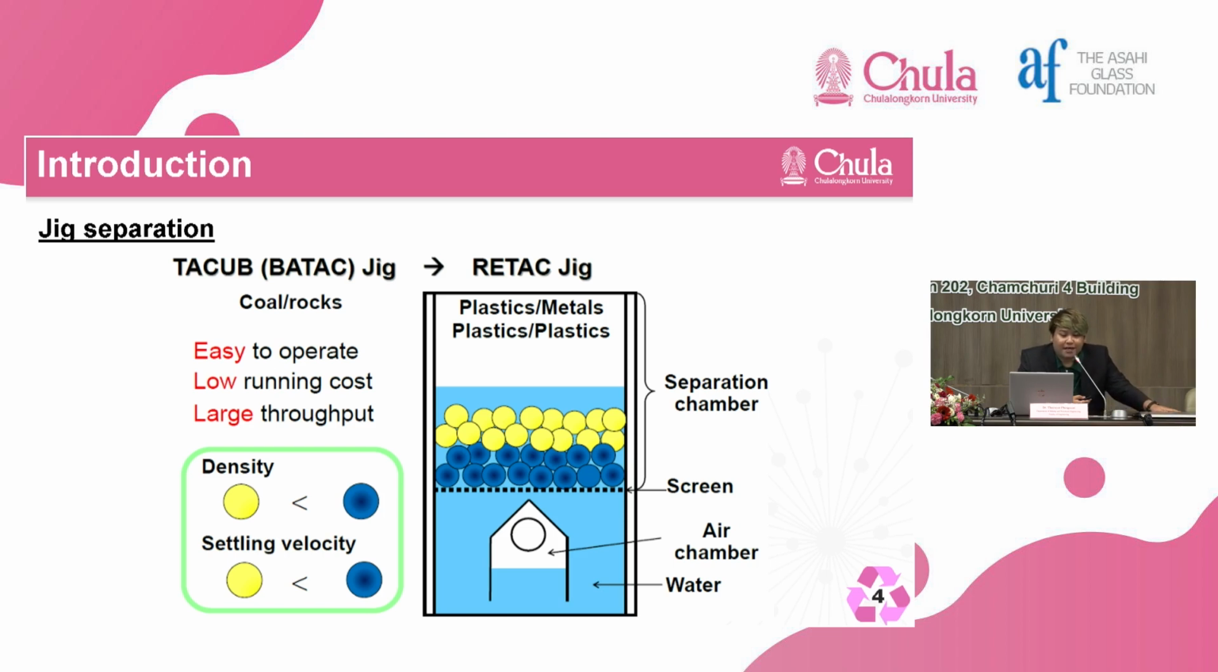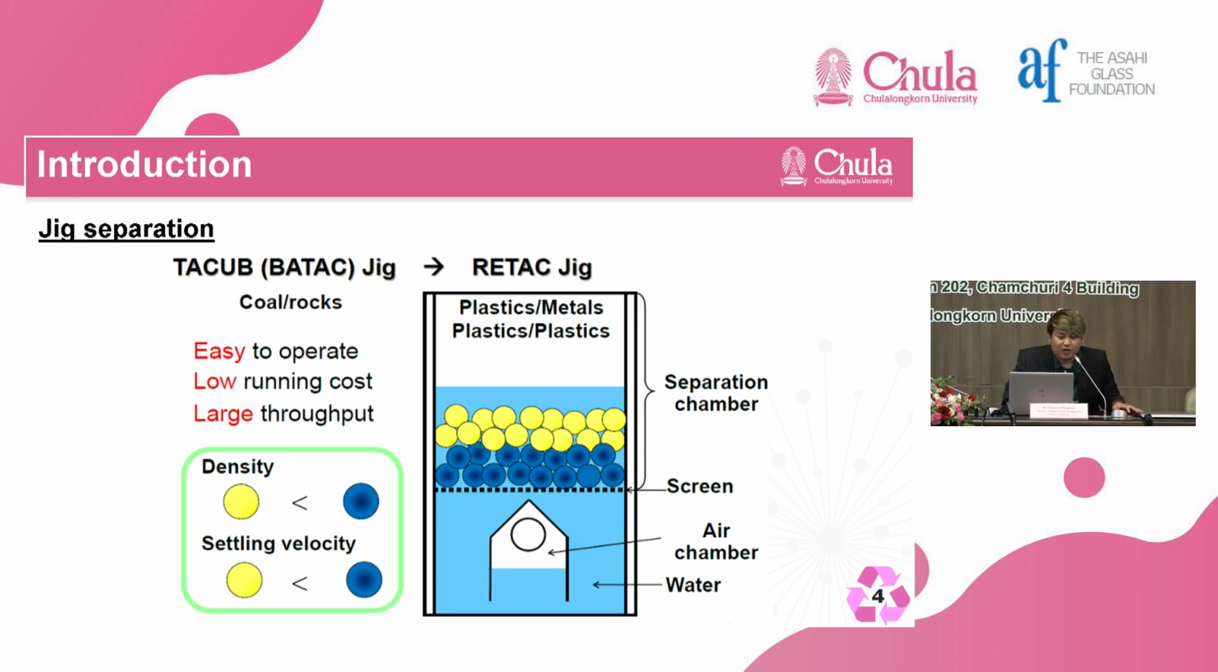So in this study, I apply the jig, commercially called the Bartels jig, that is usually used in coal cleaning to separate coal and rock, to plastic separation. This jig is quite easy to operate, and we can also make it high capacity, as well as being good for the environment since no chemical reagent is needed.